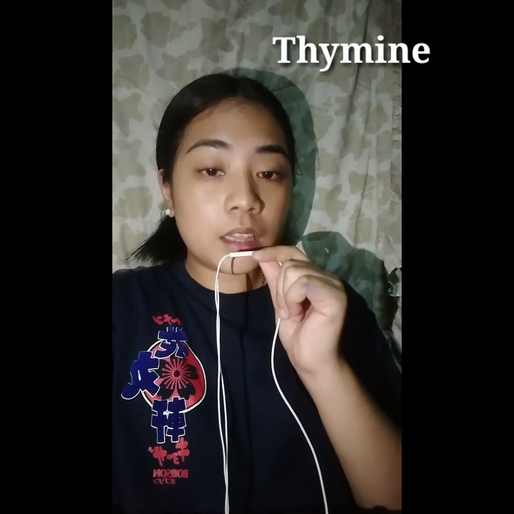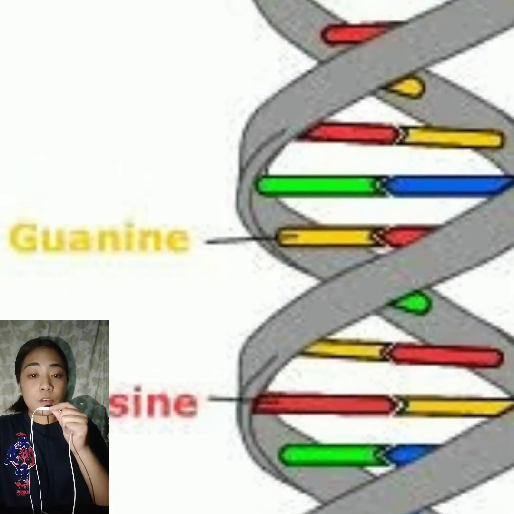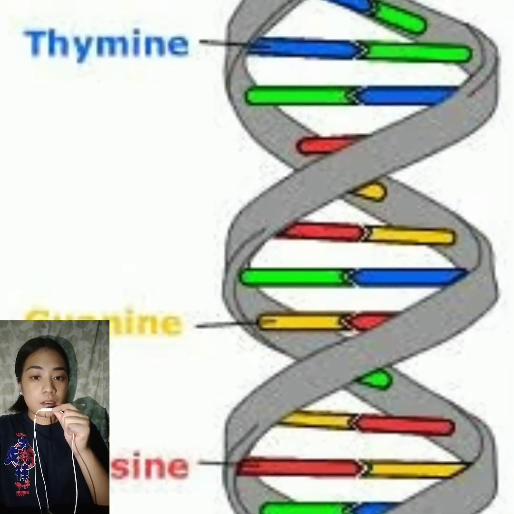The rungs are connected to the carbon sugars and are also known as bases. These are the 4 bases: A for adenine, T for thymine, G for guanine, and C for cytosine. They may consist of millions of base pairs.